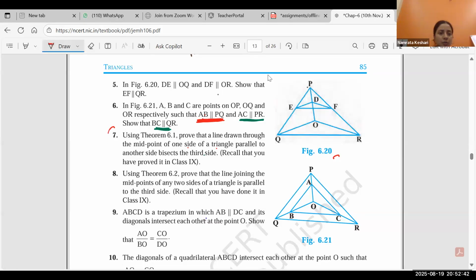See question number 7. Let's read it. Using theorem 6.1. Theorem 6.1 is basic proportionality theorem.